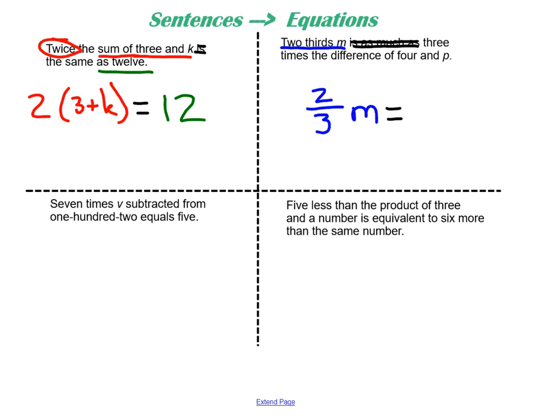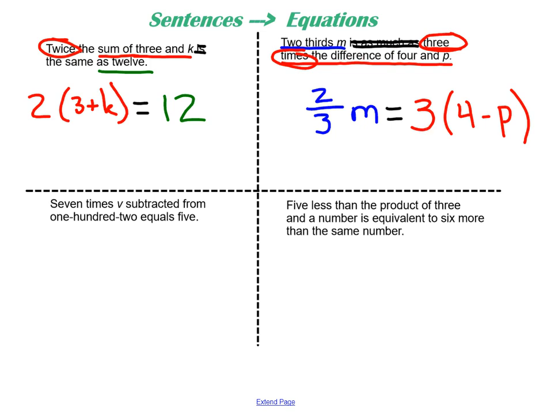Next, I have 3 times the difference of 4 and p. So I have the difference of 4 and p, so 4 minus p. And I'm taking 3 times that. So I have the 3 times right here. I'm going to take this whole thing and say 3 times the difference of 4 and p. Let's look at our next problem.